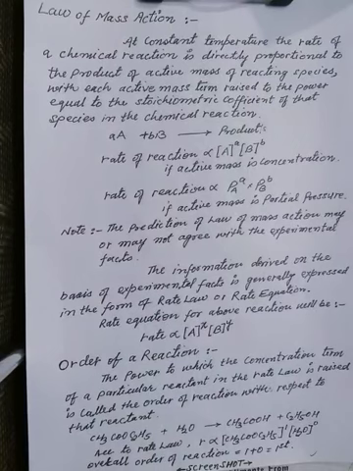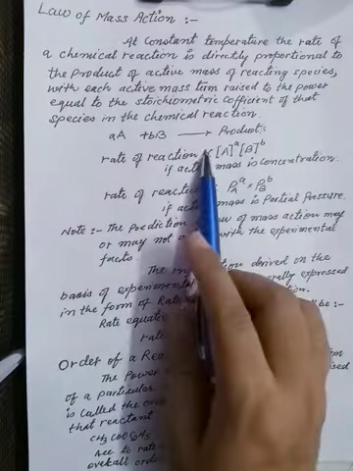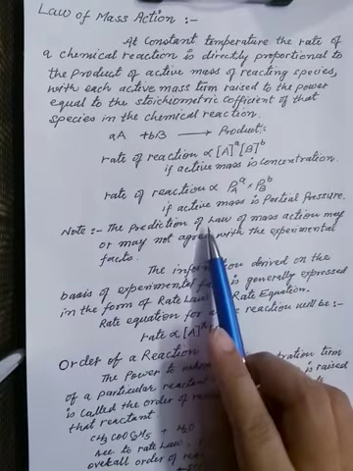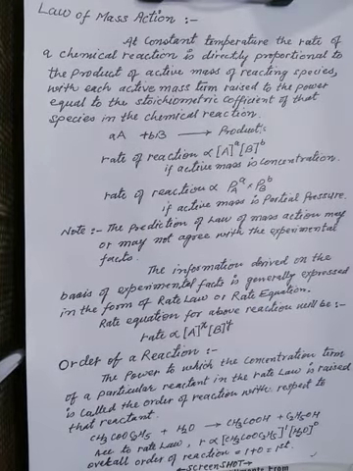But the prediction given by the law of mass action may or may not agree with the experimental fact. So most of the time we are going to get the correct value calculated with the help of the law of mass action. But many times the law of mass action is not giving the value which favors the experimental fact.